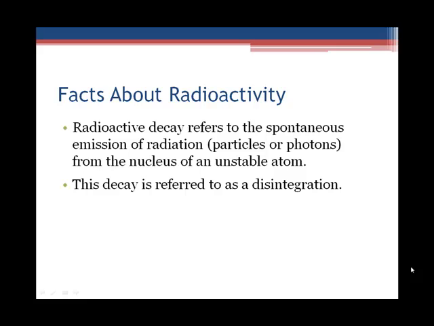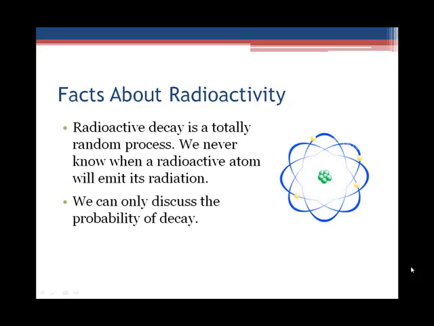Radioactive decay refers to the spontaneous emission of radiation, particles or photons, from the nucleus of an unstable atom. This decay is referred to as a disintegration. Radioactive decay is a totally random process. We never know when a radioactive atom will emit its radiation. We can only discuss the probability of decay.